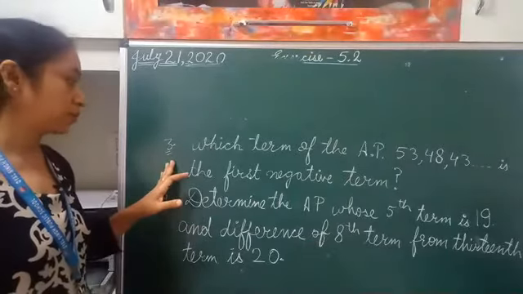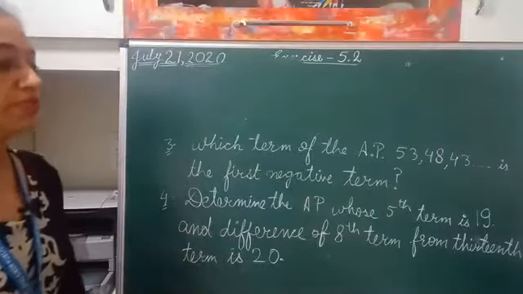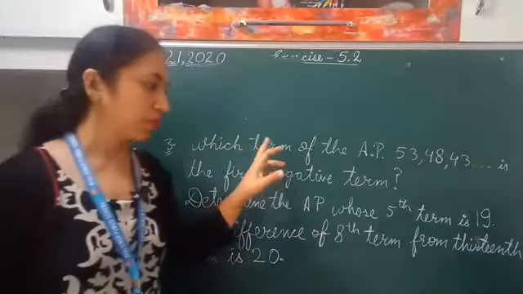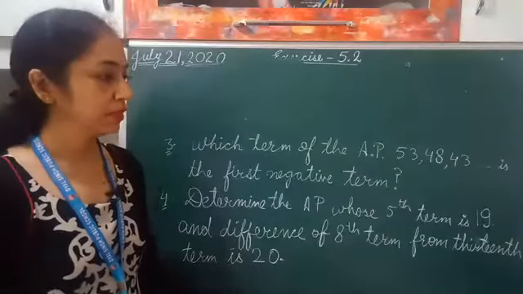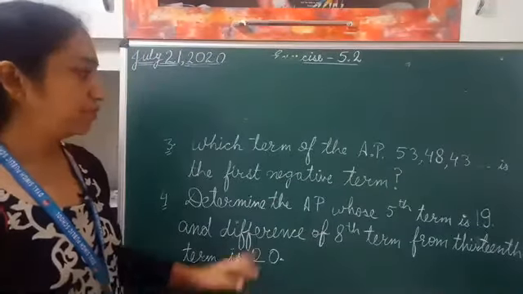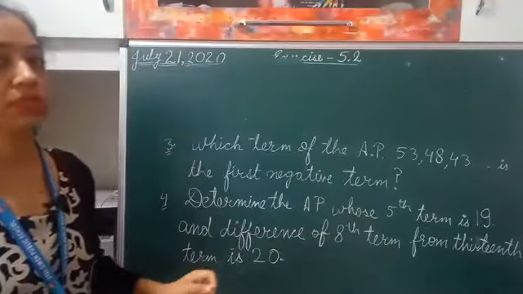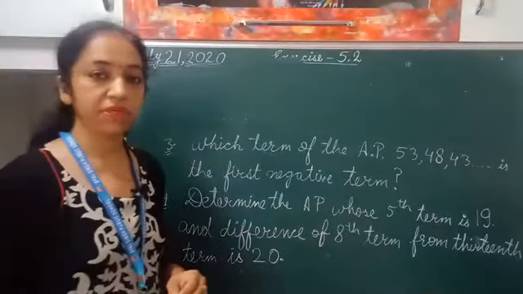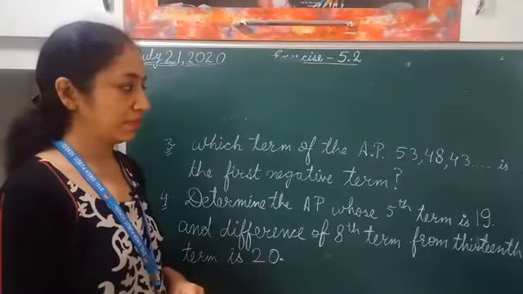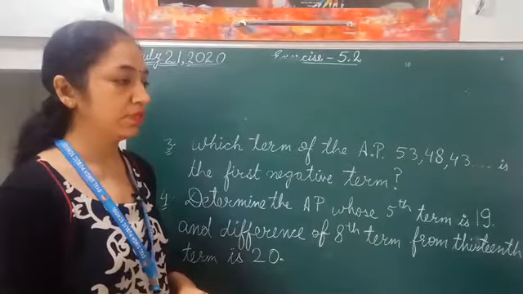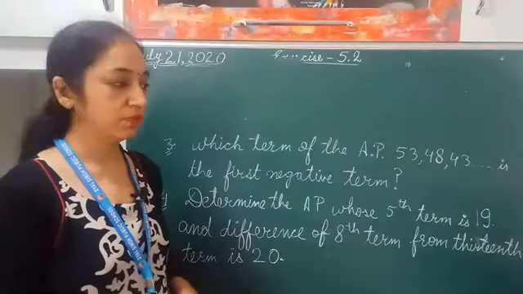Now coming to the next question: which term of the AP is the first negative term? This is the question which we did yesterday. You have to do this question, and whosoever raises the hand first, I will allow that student to tell the answer. You have to check which term of this AP will be the first negative term. This was the last question of the previous class. 53, 48, 43, which will be the first negative term? I am waiting for your hand to be raised.